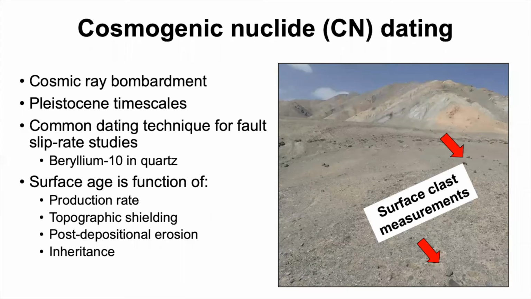I'm going to begin our discussion by briefly introducing cosmogenic nuclide dating. Cosmogenic nuclides, such as beryllium-10, are produced by the continuous bombardment of the Earth's surface by cosmic rays. The accrual of nuclides in the upper 2 meters of Earth's surface allows for exposure age dating over Pleistocene timescales. The measurement of beryllium-10 in quartz-rich clasts collected from a landform surface, as shown here on the right, is a commonly used method for determining surface age in fault slip rate studies. The resulting surface age is a function of many factors, but the 2 that we'll be discussing today are the production rate of beryllium-10 and clast inheritance.